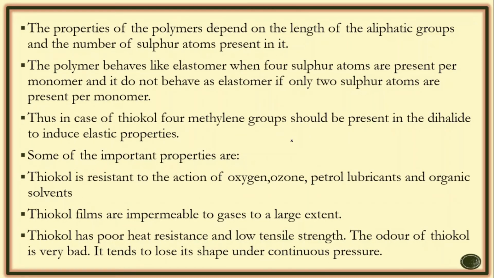So as I said, the polymer behaves like an elastomer when these conditions are met, and it also depends on the length of the aliphatic group joined to that particular chain. Based on that, its property is going to vary, but generally you will find that thiokol or polysulfide rubbers are resistant to the action of oxygen, ozone, petrol, lubricants, organic solvents, etc. Thereby they are quite stable, and these films are impermeable to gases to a large extent.